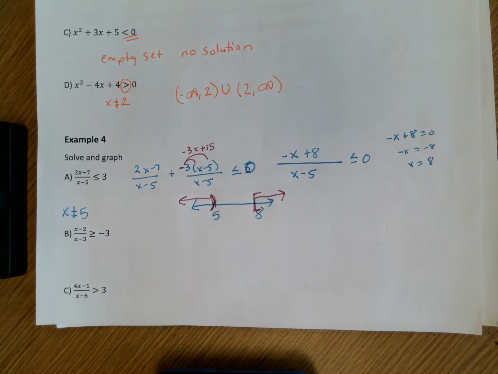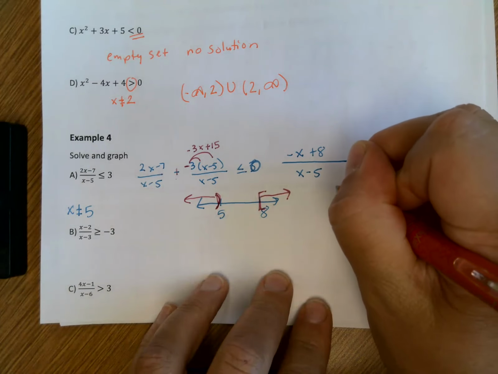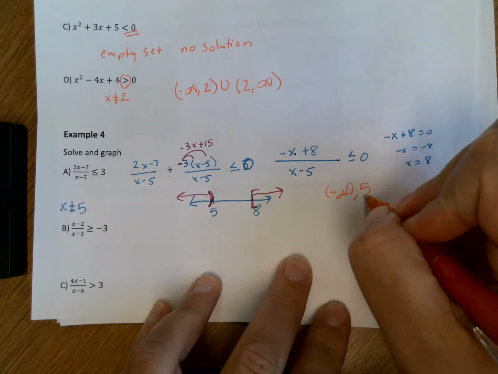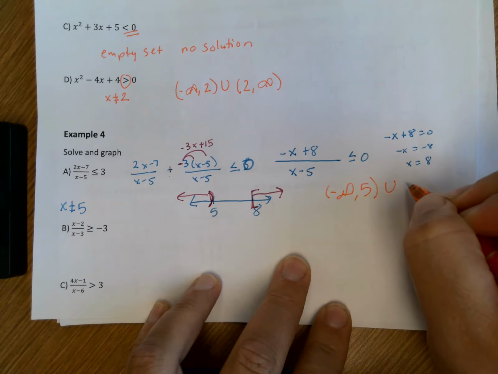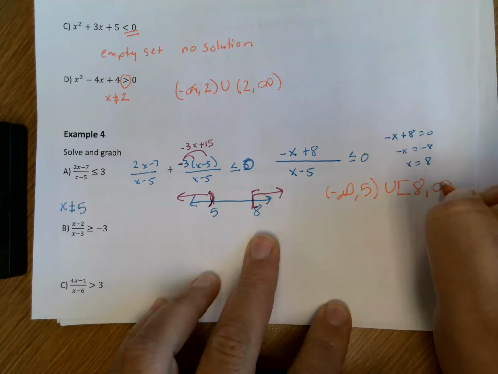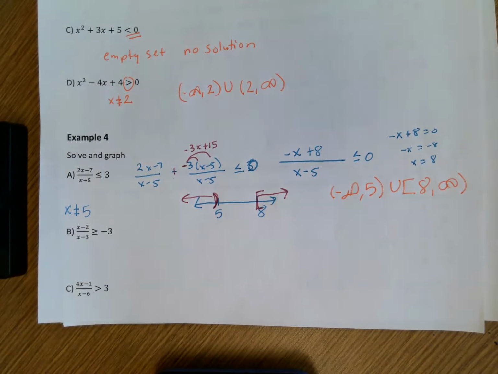So if I write this in my interval notation, it would look like this. From negative infinity to 5, union, bracket at 8, because it can be equal to 8, to infinity and beyond.